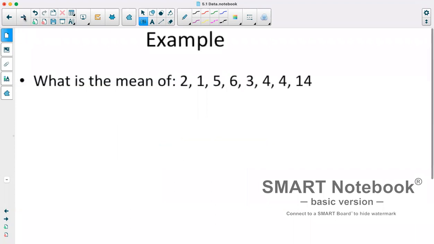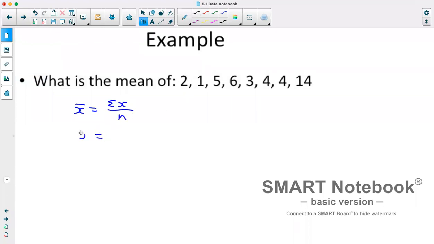So we'll do an example right away with this. So what is our mean of this set of data, which is 2, 1, 5, 6, 3, 4, 4, and 14? So write out our formula. So our mean is equal to the sum of each value divided by our number of values.